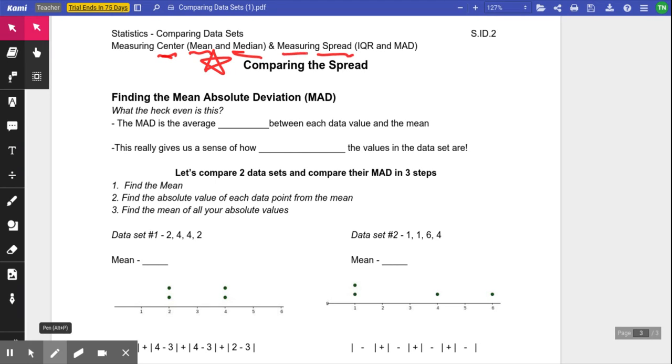Now we're moving on to measuring the spread of the data. In a general sense, if we are trying to determine which data set is more spread out or what that spread looks like, the first thing we're going to look at is the mean absolute deviation, which can be abbreviated as MAD, okay? Mean absolute deviation, it's nice to know what those three words mean.